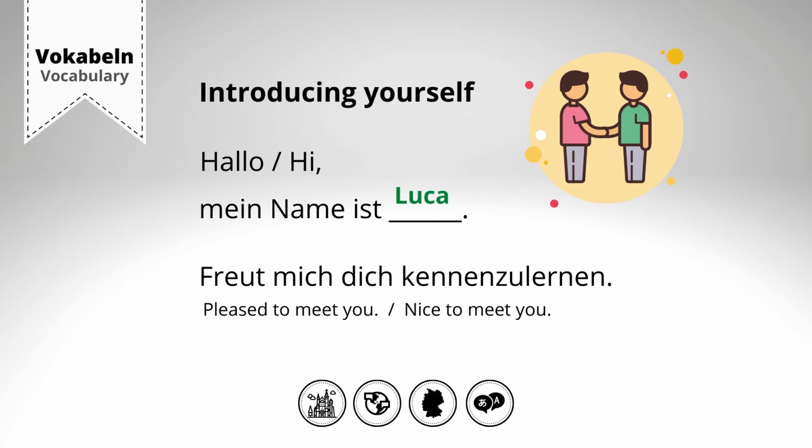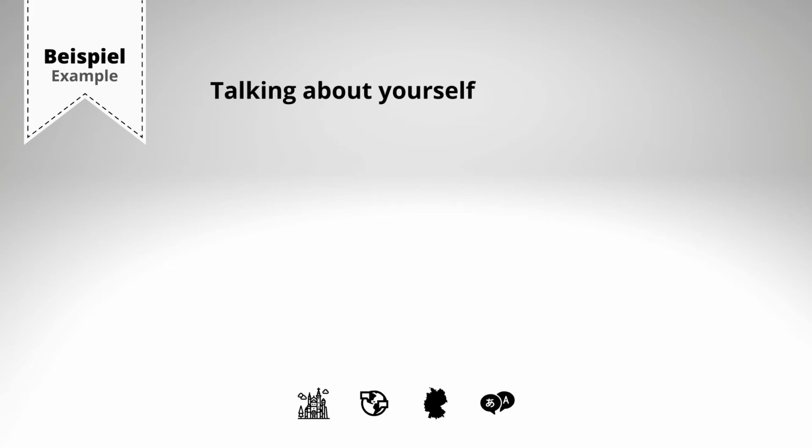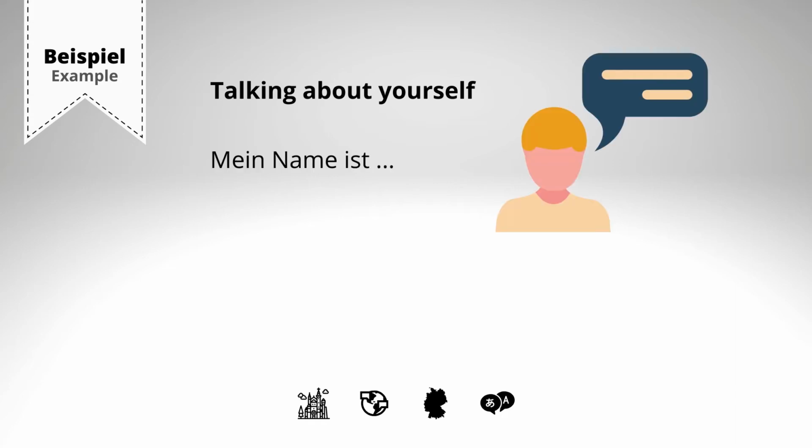Now let's take a look at talking about yourself, so you add some more. In this case, again, you start with your name, mein Name ist, but then you can also add other details. For example, ich bin ... Jahre alt, I am ... years old. And you can also add where you're from. Ich komme aus ... So you say your name, how old you are, and where you're from.